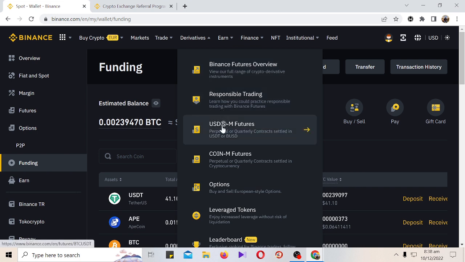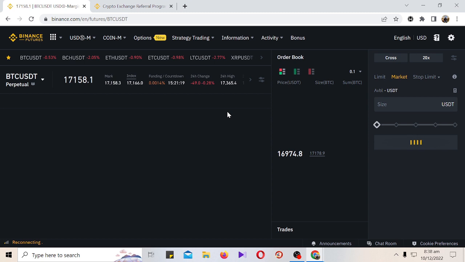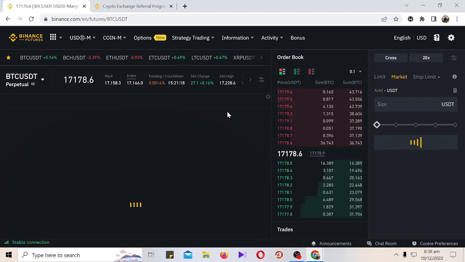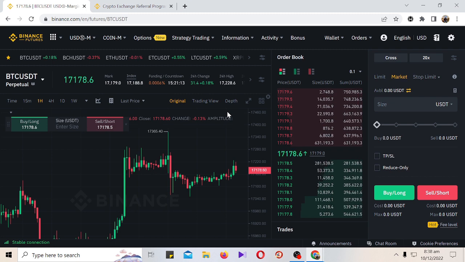I trade only USDT-M futures. Please guys, always trade USDT-M futures. Don't trade coin futures. Now you click on here, you click on USDT-M futures. Once we click on it, we are going to transfer the crypto that is in our spot wallet to our derivatives account.